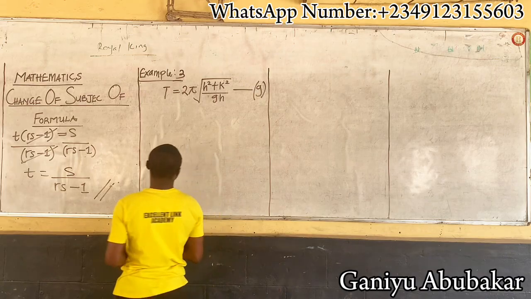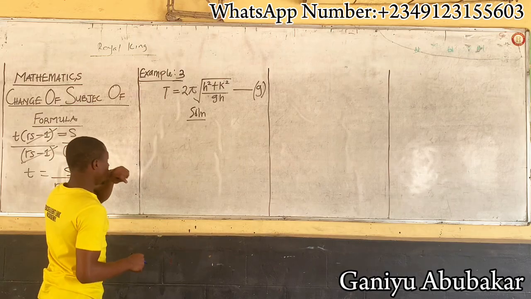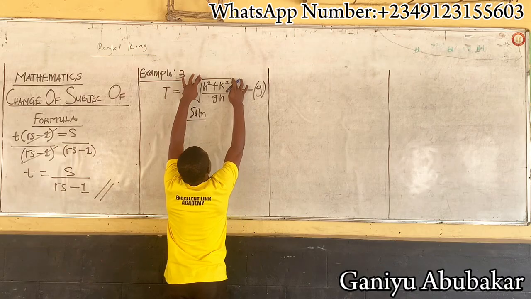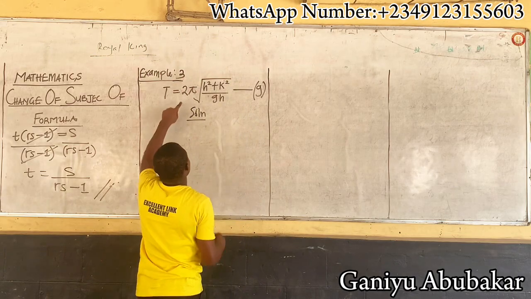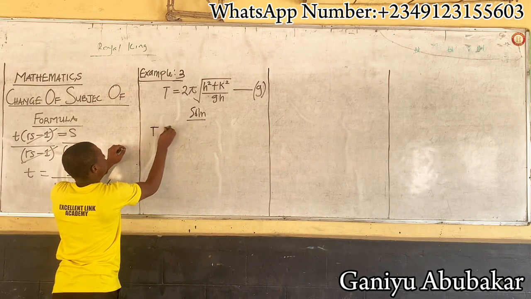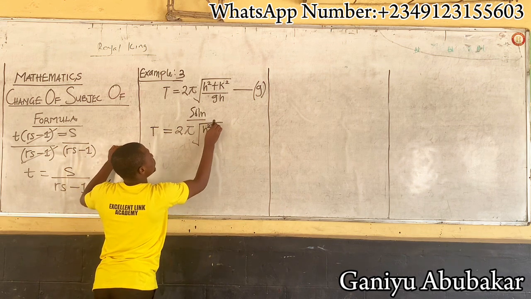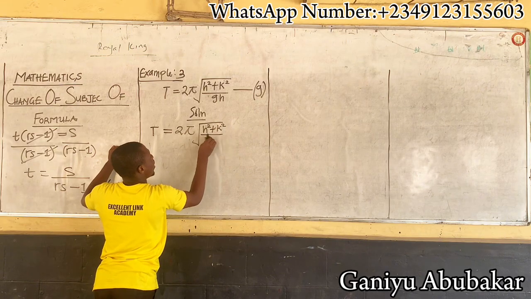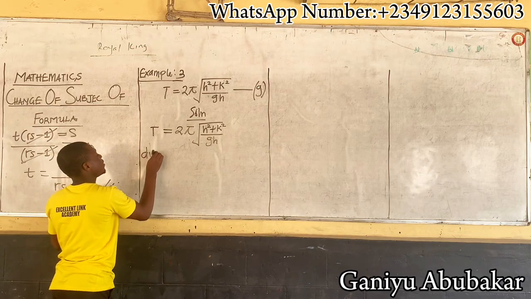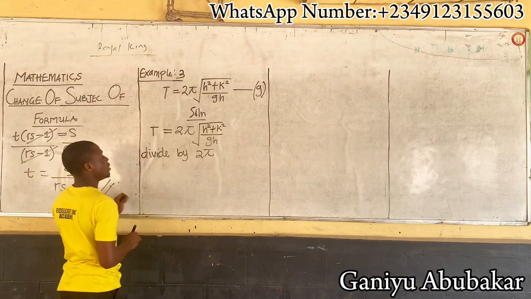Look up. My very first task here, solution. I want to make g stand alone. My very first task is that I'll first of all make everything in this root stand alone first. So I'll have to take this one away, right? So my first task now is that I'm given that t equal to what? 2 pi root h squared plus k squared over gh. First task here is to divide by 2 pi. Divide both sides by 2 pi.